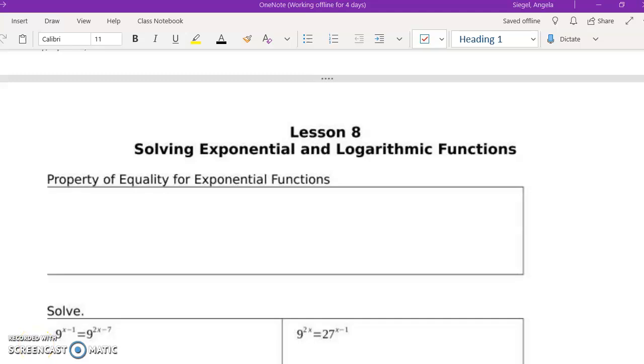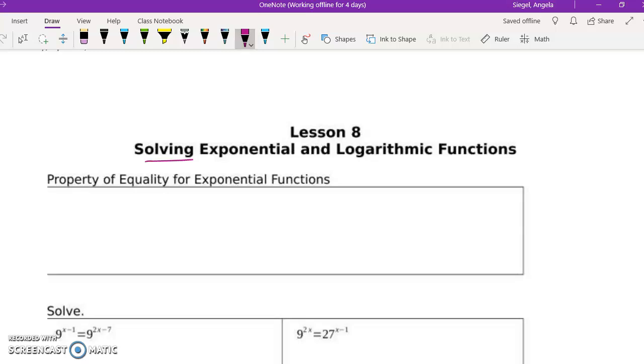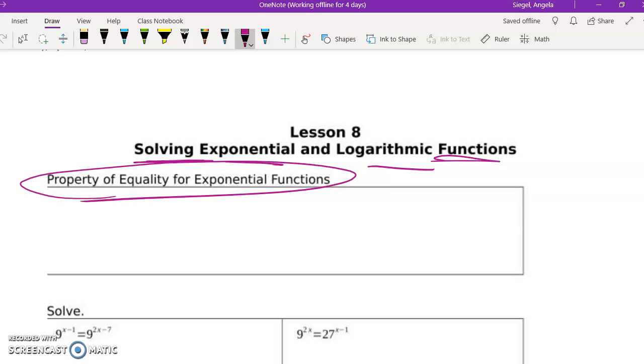Hey guys, welcome to lesson 8, and we are going to talk in this lesson about solving exponential and logarithmic functions. So I want to start off with the property of equality for exponential functions. And so I'm going to write just an example down. I think it's the best way to explain it.